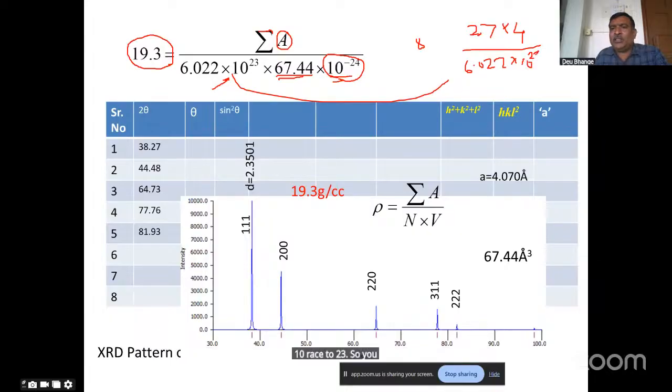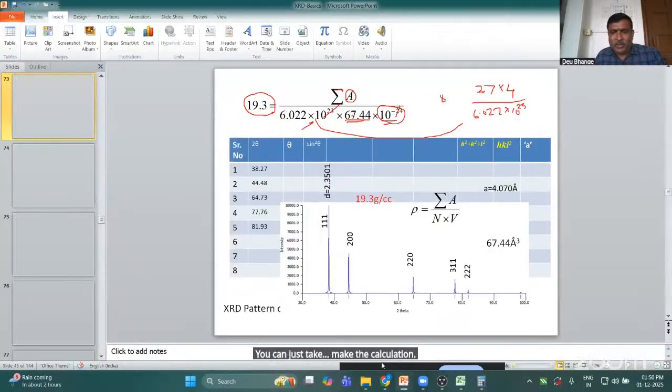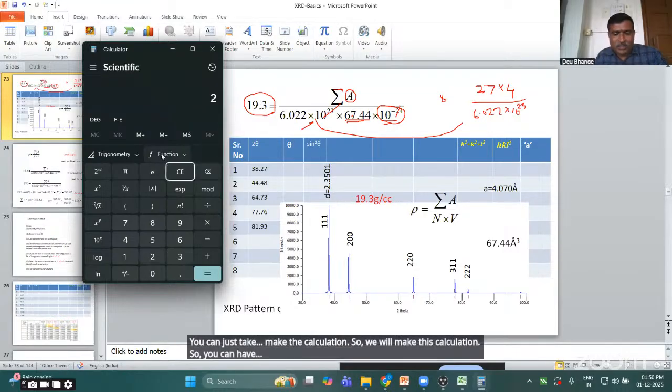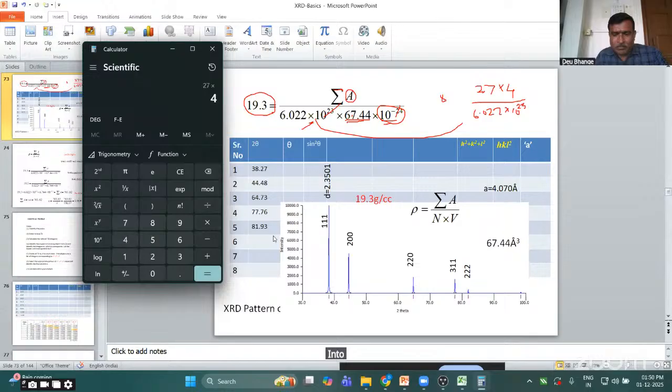So you can make this calculation. This 23 is there, and this is minus 24. So you can just take this as 6.744. Let's make the calculation. 27 into 4 is equal to 108. Divide it by 6.022, then divide it by 6.744. So 2.659 is the density.